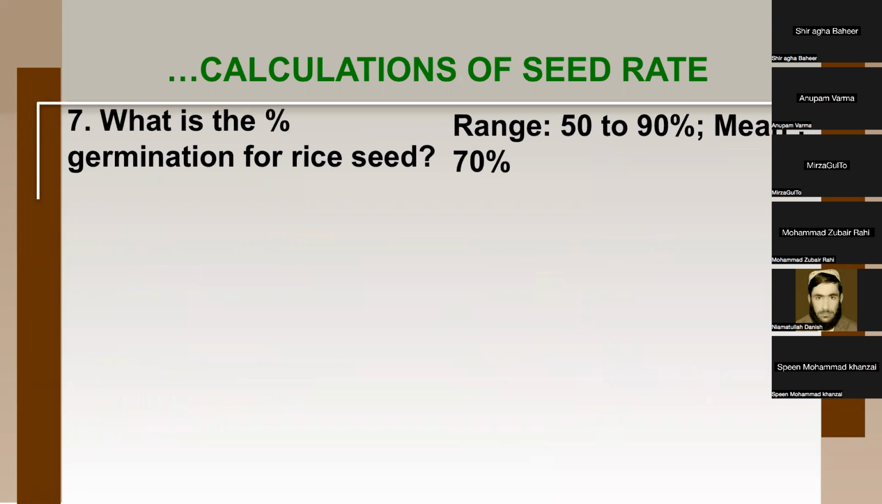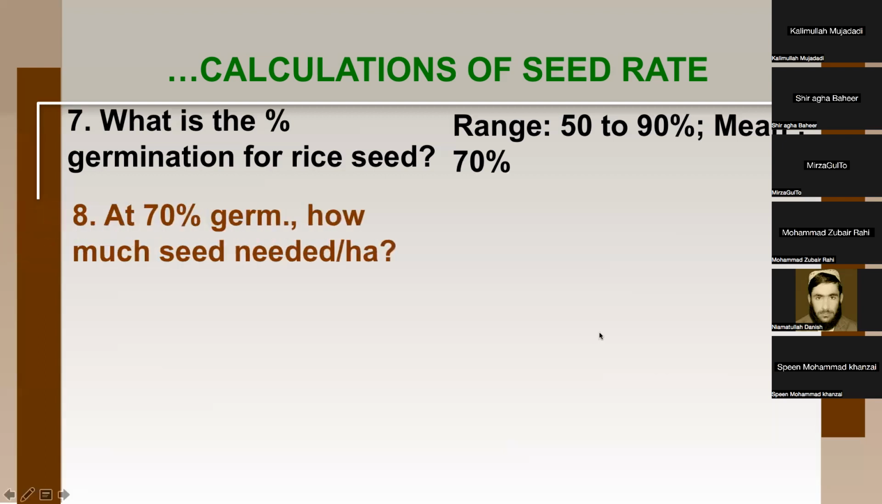Now what is the percentage germination for rice seed? Now you need to adjust for the germination, because this 25 is assumed when you have 100% germination. But it is not practically possible to always have 100% germination. So you need to adjust for the germination. So here the range is 50 to 90%. Normally in rice, germination percent is 50 to 90%. Suppose the mean is 70%. Suppose your seed which you are using has 70% germination.